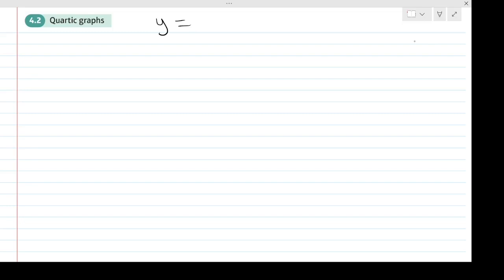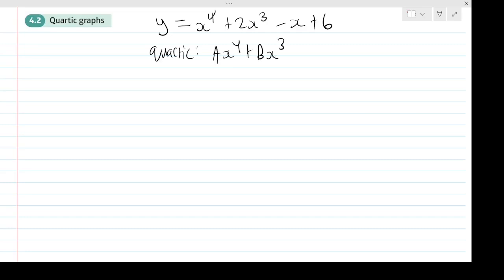So it's going to be, for example, this expression x to the 4 plus 2x cubed minus x plus 6, something like that. But we have an x to the 4 term, which means it's a quartic. So the general expression of a quartic is ax to the 4 plus bx cubed plus cx squared plus dx plus e. So there's a lot of stuff going on there, but that's the general quartic. The whole idea is we have an x to the 4 term, which will give us our quartic. Anyway, so we're going to look at sketching this.